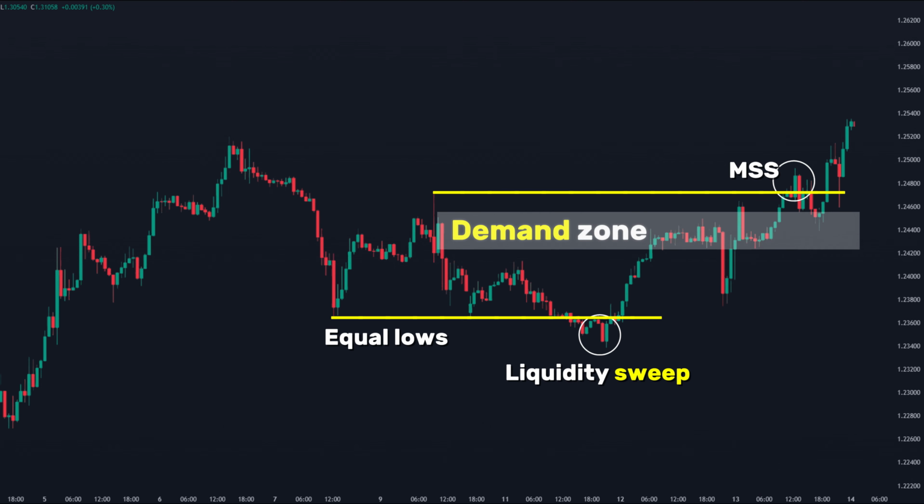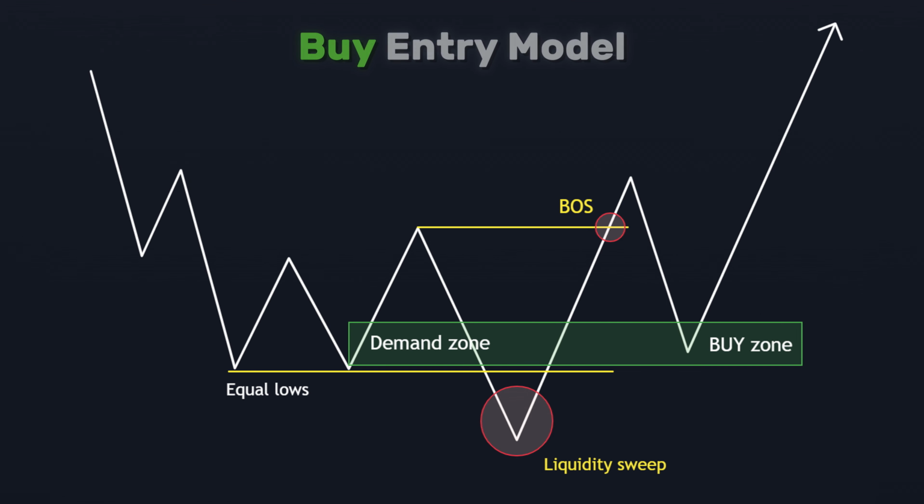Now, step number 3 is to enter on the first pullback to a nearby supply or demand zone, or a fair value gap, or even an order block. Once you have the liquidity sweep and the confirming market structure shift, BOS, be patient and don't chase the price. Wait for the price to make a small pullback. Here's how I get this trade right often.